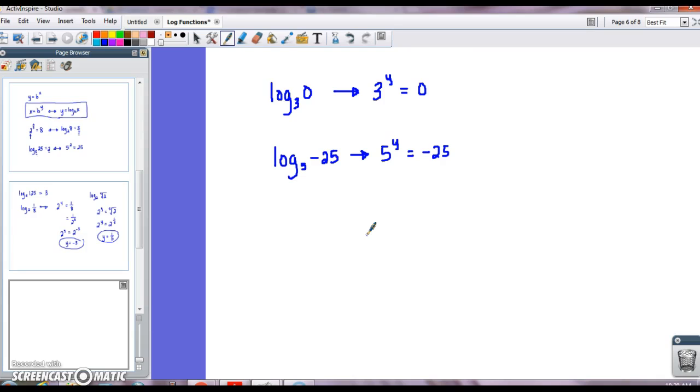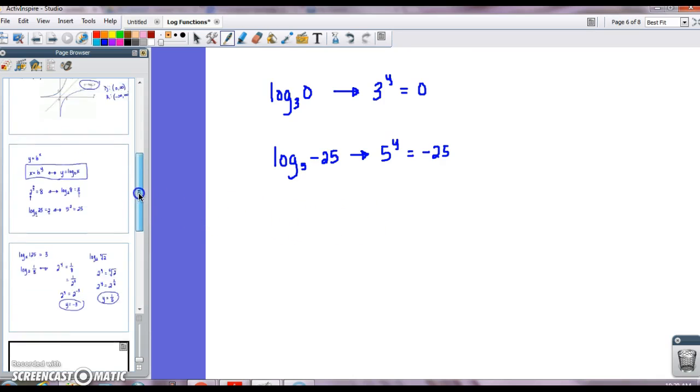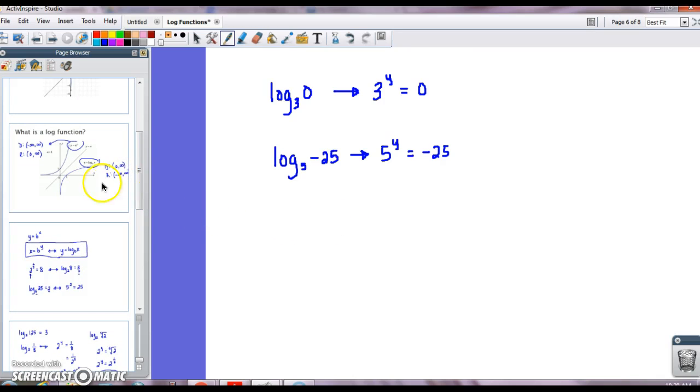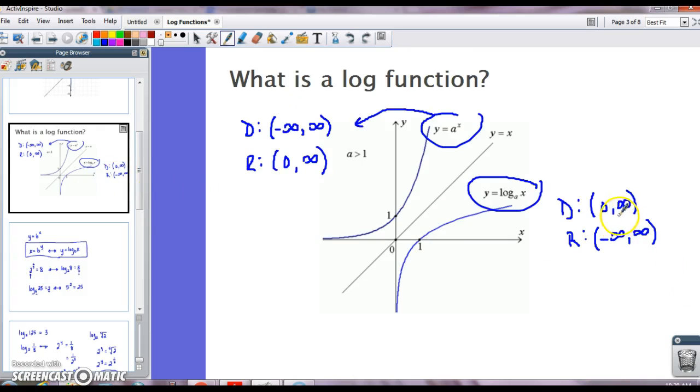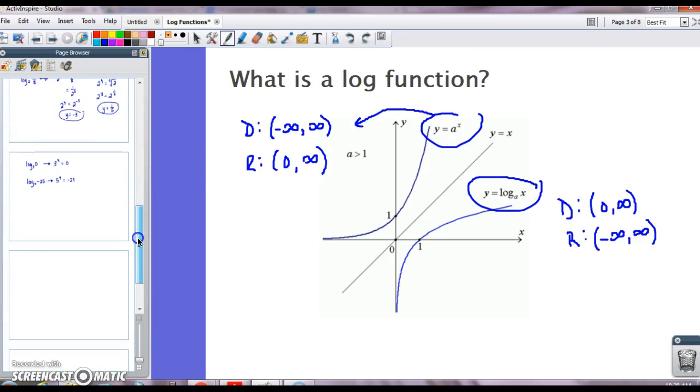So the idea here is this: you cannot take the log of 0 and you cannot take the log of a negative number. Go back to the graph and you'll see that, when we said the domain has to be greater than 0. The domain is never going to be 0, it's never going to be negative. Same idea. I cannot take the log of a negative number or of 0 because it simply doesn't exist. So that is a quick overview.